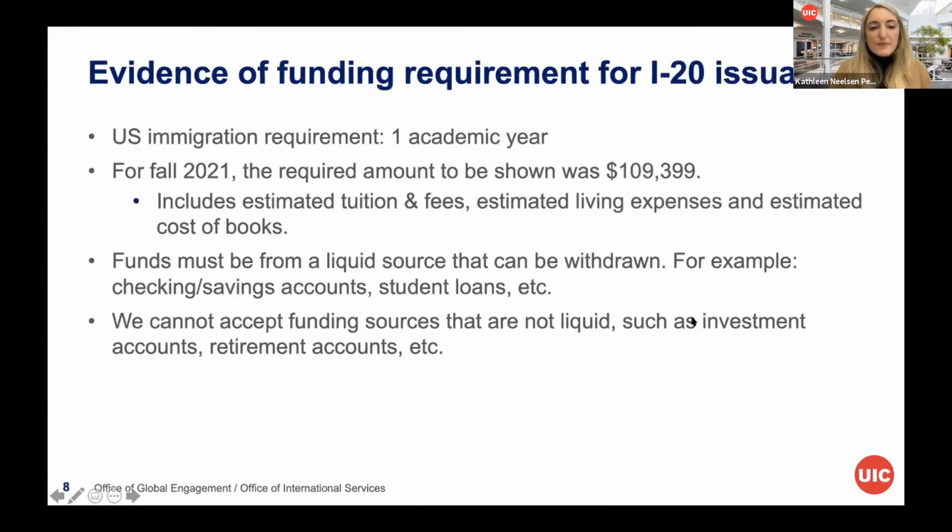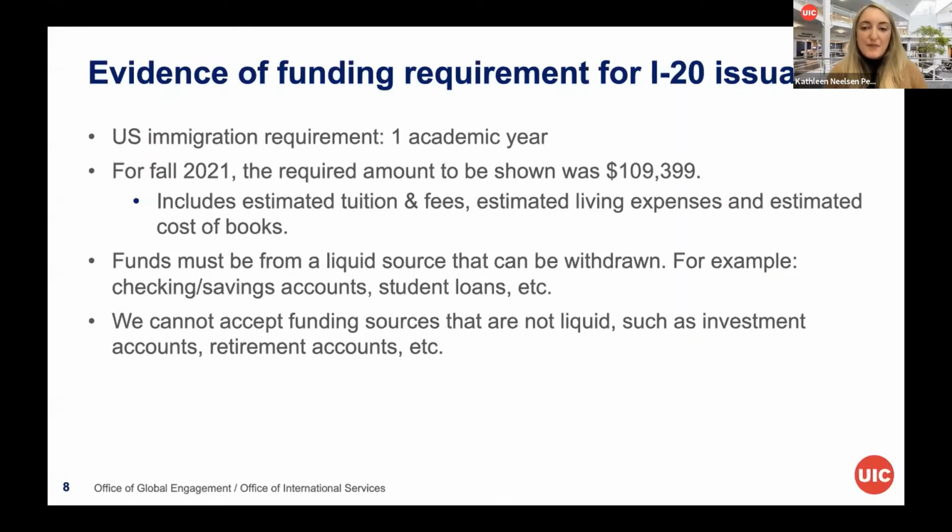Okay, so going back to that funding requirement, item 3 on the previous slide, US immigration regulations require that individuals coming to the United States or already in the United States in F1 status show evidence of funding for the first academic year of your studies. So for this semester, for fall 2021, the required amount that students had to show was $109,399 listed here. That amount includes your estimated tuition and fees, estimated living expenses, and estimated cost of books.